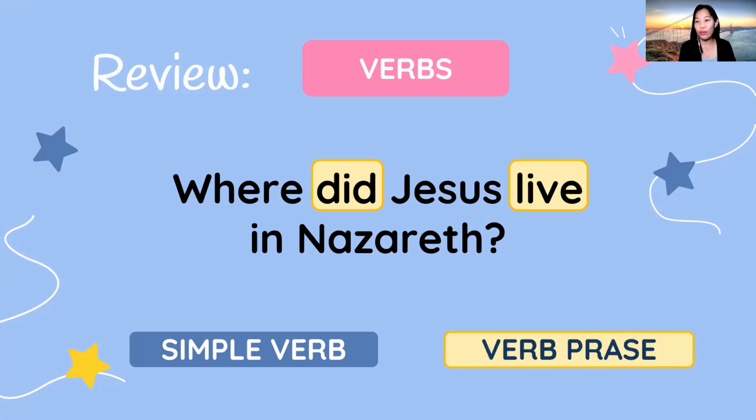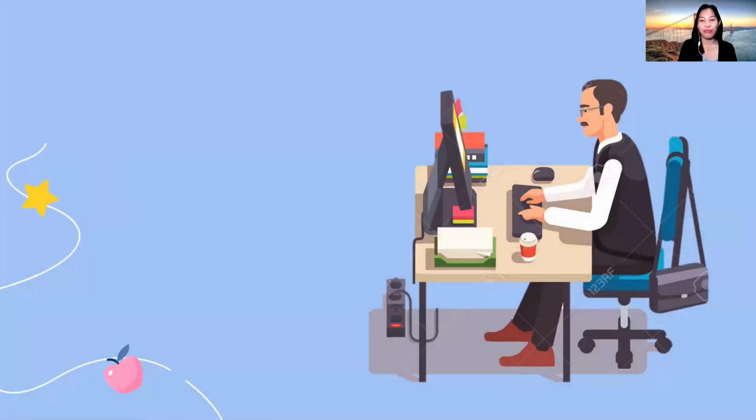Class, don't forget that when we say simple verb, there is only one word. But if it is a verb phrase, we will see two or more words because the main verb comes with a linking verb. Is everything clear about this? Sure? Okay. For questions or clarifications, don't hesitate to send a message to teacher, okay? Let us now proceed to our next lesson.